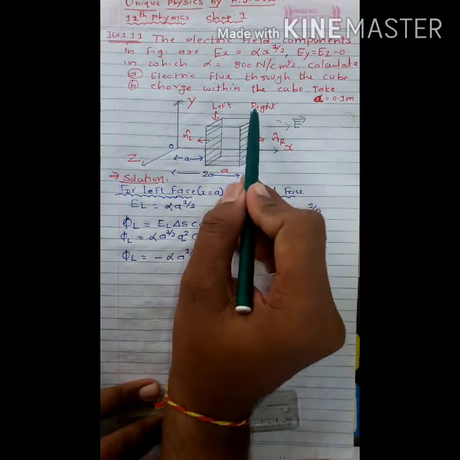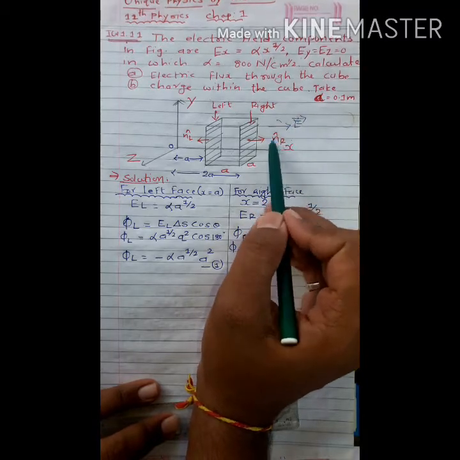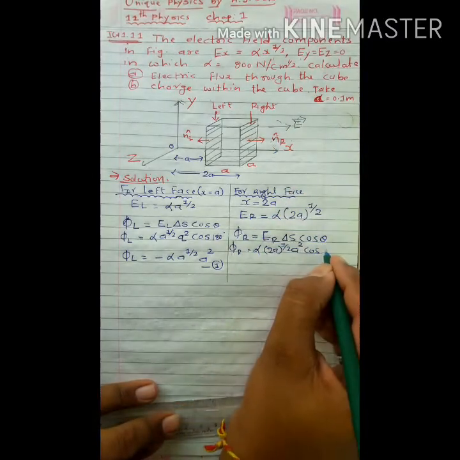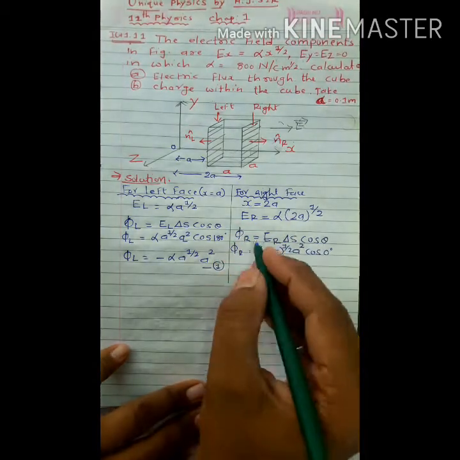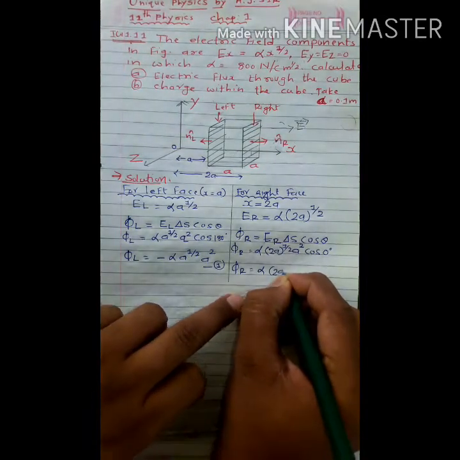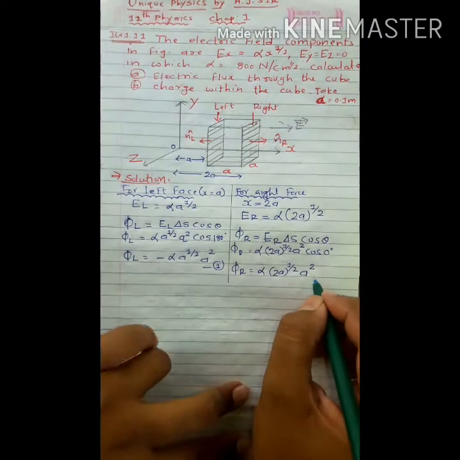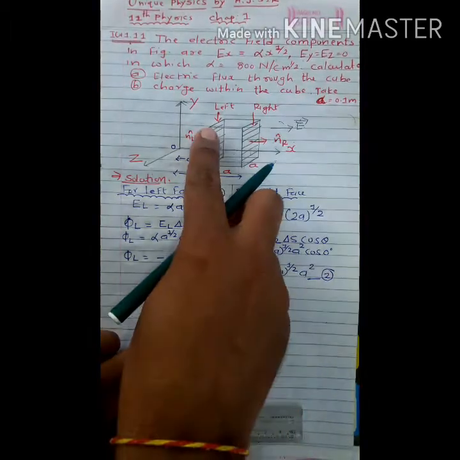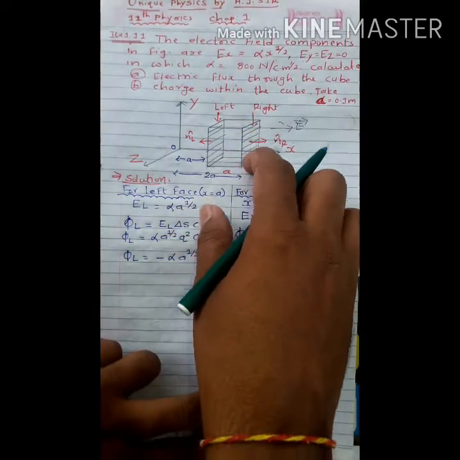But see this figure: for the right face, the electric field and the unit vector are both in the same direction, so the angle between these two vectors is 0. That's why here we have cos 0. The value of cos 0 is equal to 1. So phi_R is equal to alpha into (2a) raised to 1 by 2 into only a square. This is our equation number 2. Equation number 1 represents the flux for the left face. Equation number 2 represents the flux for the right face.